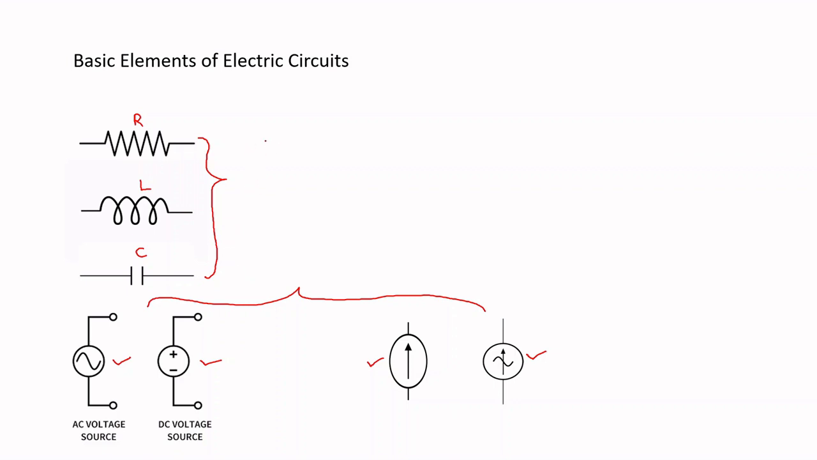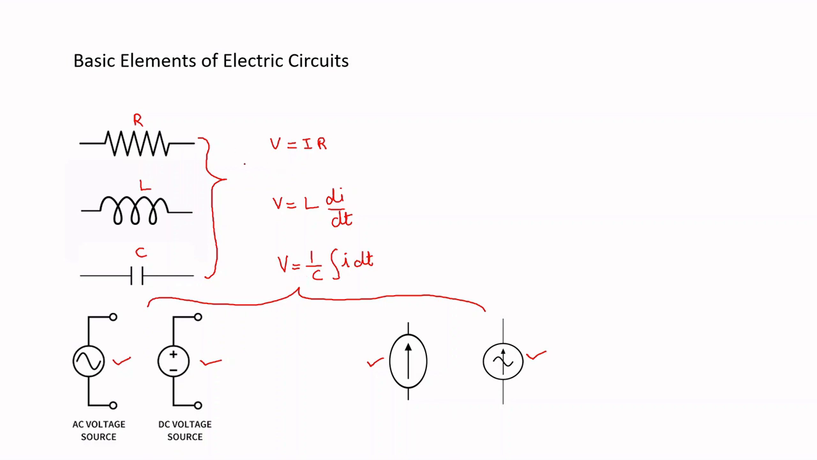So the relationship between a voltage and a current for a resistor is given by Ohm's law, V is equal to I R. For an inductor, the relationship between voltage and current is given by V is equal to L into di by dt. For a capacitor, it is V is equal to 1 by C integral of I dt.